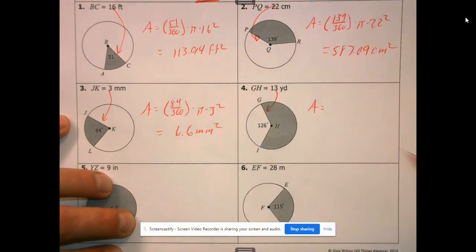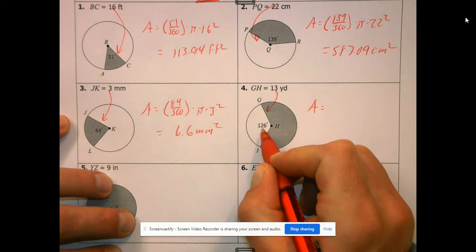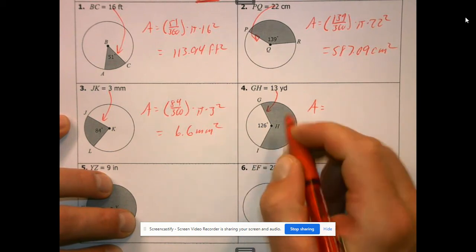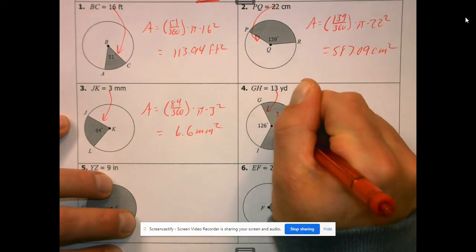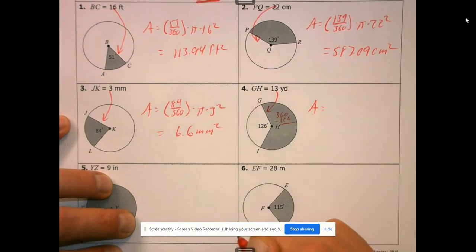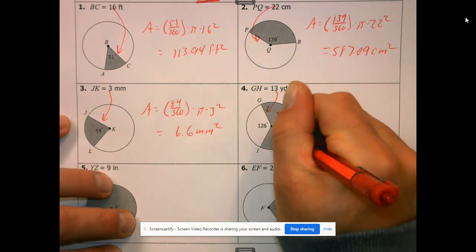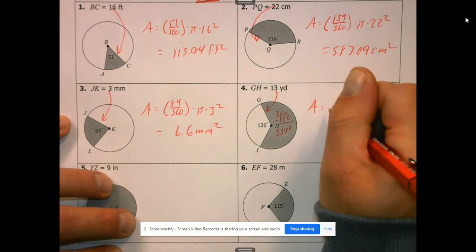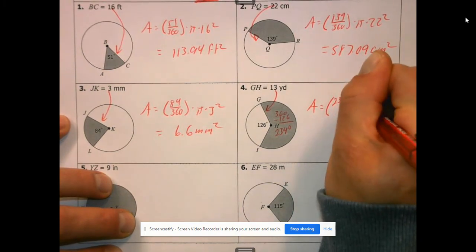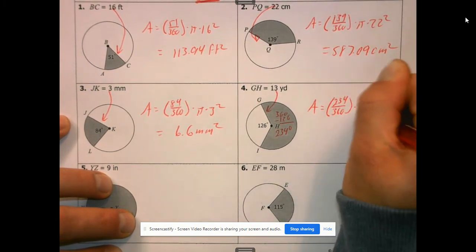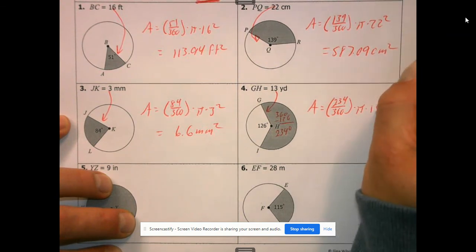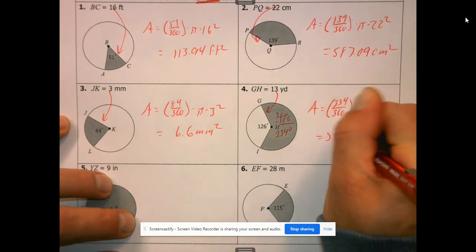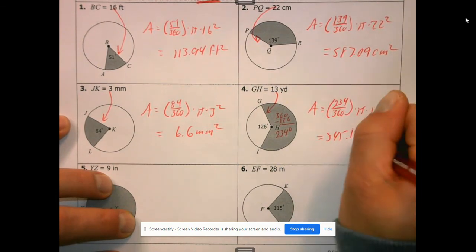Number 4, tricky, be careful. GH is your radius. However, 126 is for the white part, not the shaded part. So to get the shaded part, you've got to take 360 minus the 126, right? That comes out to be 234. So that is the degree of the shaded part. So 234 divided by 360 times pi times 13 squared. Solution is 345.1 square yards.